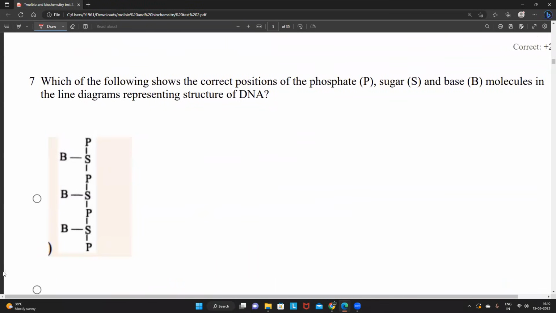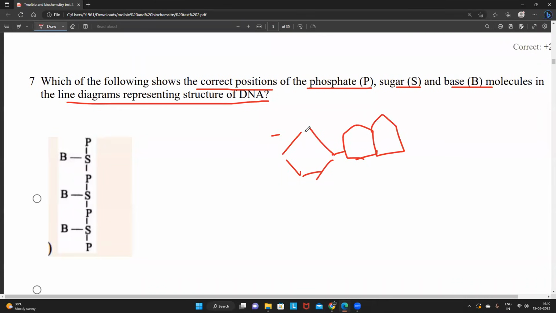Friends, it is very easy, right? Everyone focus on question number 7. Which of the following shows the correct positions of the phosphate, sugar, and base molecules in the line diagram representing the structure of DNA? How many number of times I have told you? Friends, phosphate to sugar is the backbone. Every student remember, imagine friends, this is one nucleotide having sugar, base, and phosphate, is it? And this is another nucleotide, is it? It is also having sugar, then followed by the base, and then followed by the phosphate group.